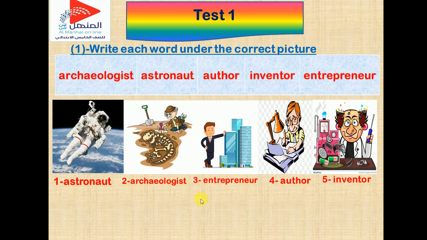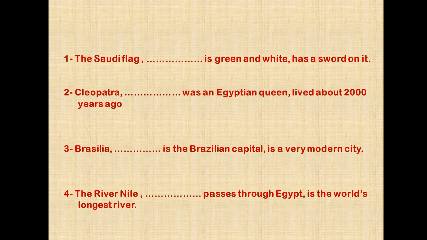All right. So we have number one, astronaut. Number two, archaeologist. He looks for these things. Number three, entrepreneur. Number four, author. And five, inventor. Good job. Let's move to the next question.